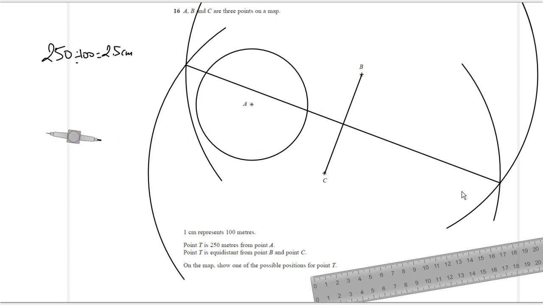So now you can see the circle intersects with my line, this one here. And so where the two intersect, the point T should be there. Mark it with the letter T. There is another possibility there, right? But I only want one. It says, on the map, show one of the possible positions for T. It's this one here. All right, but again, in your paper the circle should be smaller than this for the reason I explained. Okay, I hope this helped.